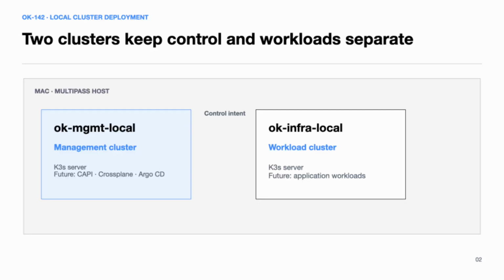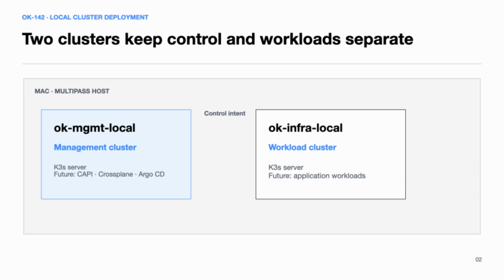The most important concept is the responsibility split. ok-management-local is the management cluster. It is where platform control components will live in later tutorials. ok-infra-local is the workload cluster. It is where application and infrastructure workloads will run.